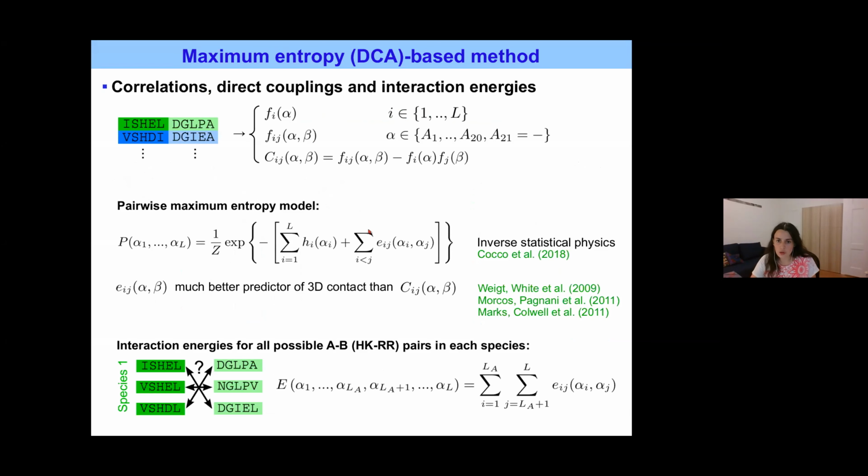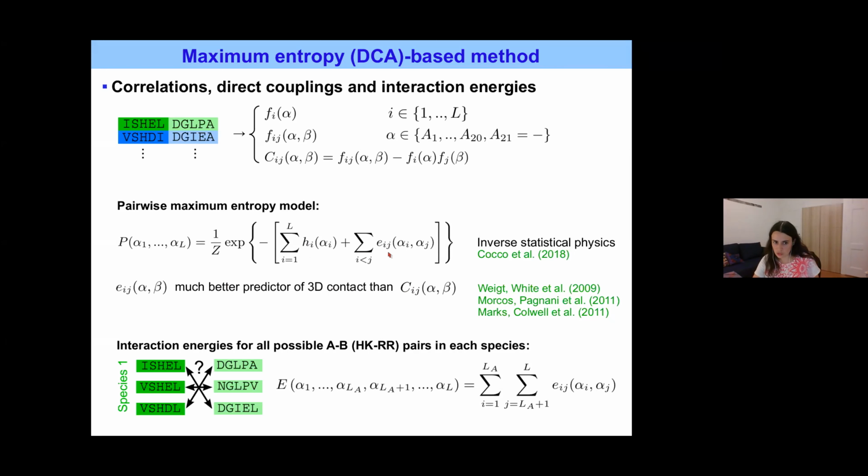For this, we started from a model which was developed in order to predict structures from sequences, called direct coupling analysis in the field, but which is also, in fact, more generally a pairwise maximum entropy model. The idea is that if you have a training set of known interaction pairs, you can measure the one- and two-body frequencies of occurrence of amino acids and construct the associated pairwise maximum entropy model. And it turns out that these couplings are a much better predictor of 3D contacts than just the covariances, Cij.